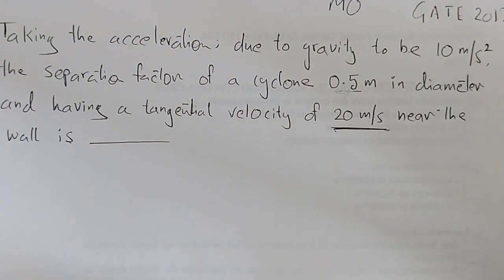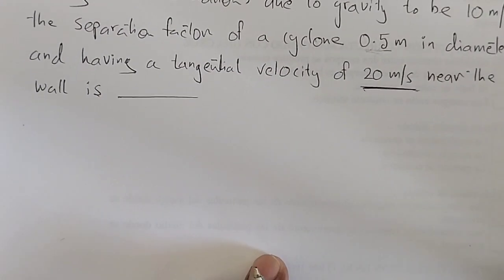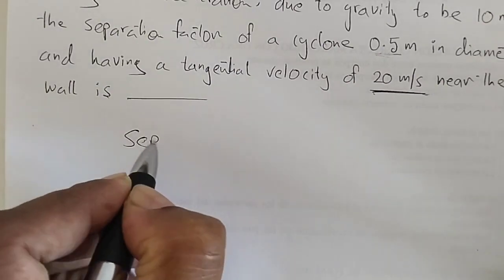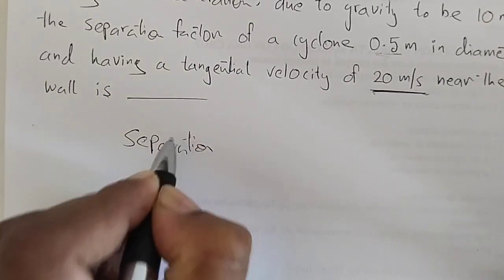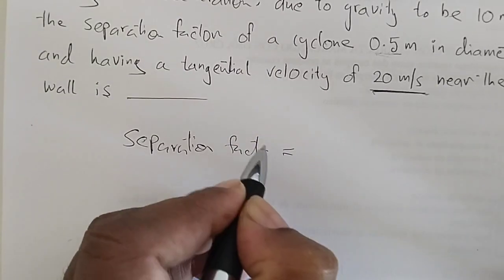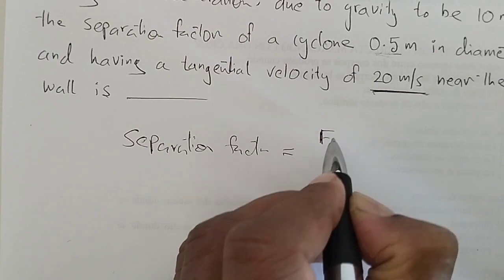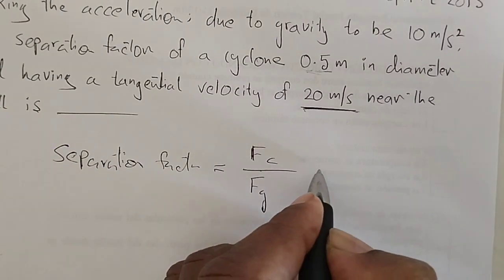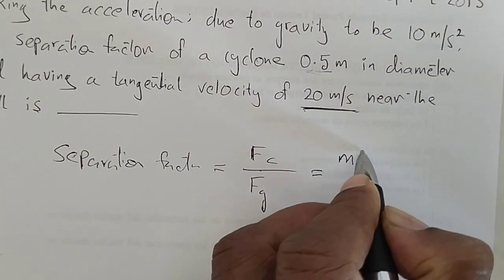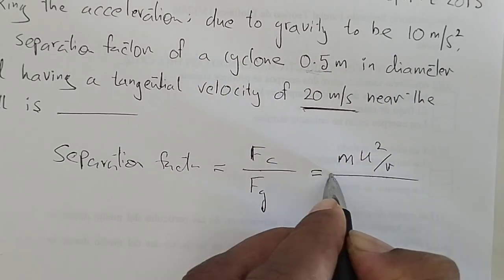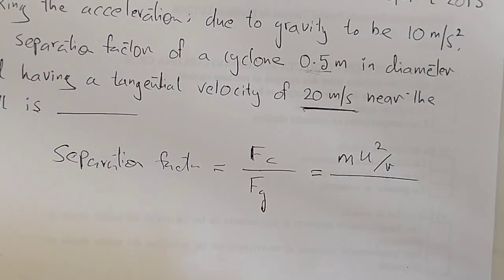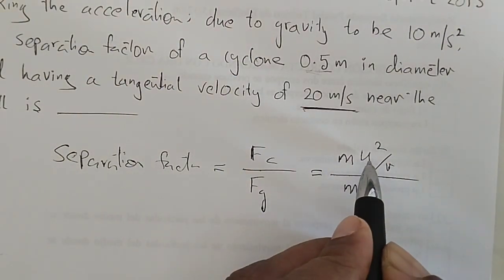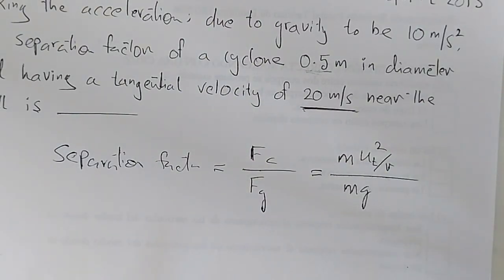This type of problem I have already solved in one of the videos, but still I will repeat it again. Separation factor is equal to centrifugal force upon gravitational force in the cyclone separator. Centrifugal force is mass into square of the velocity divided by radius of the cyclone, and gravitational force is mass into acceleration. Remember that this u is basically a tangential velocity.